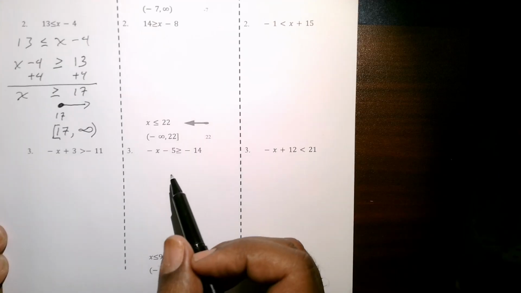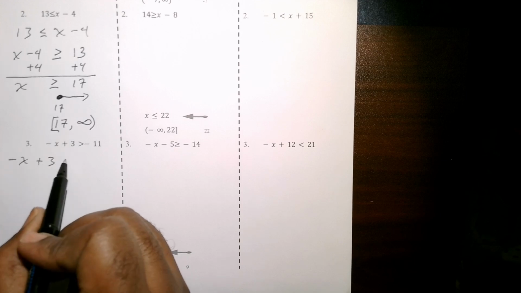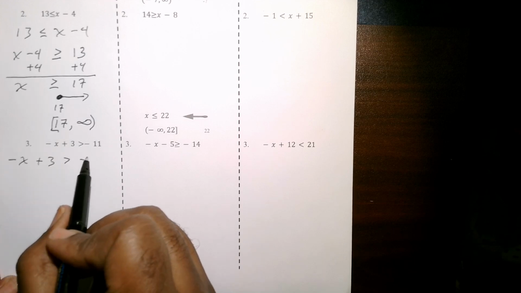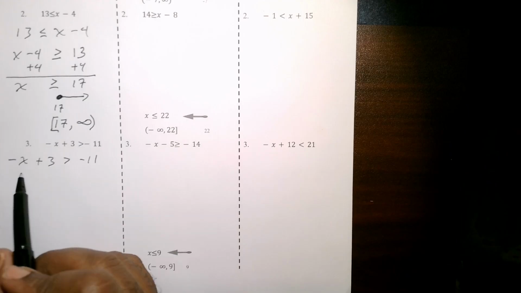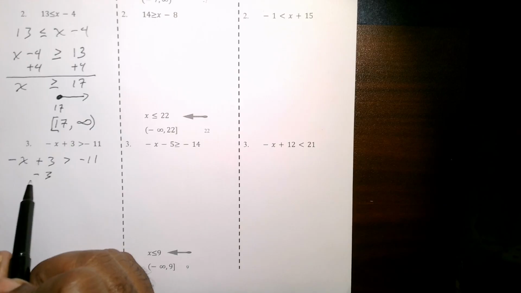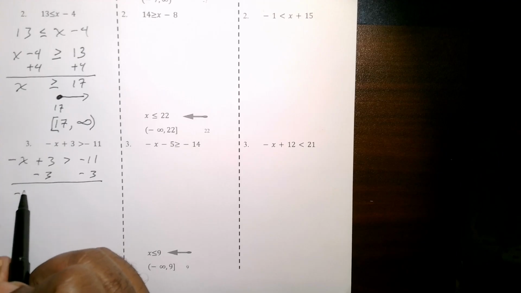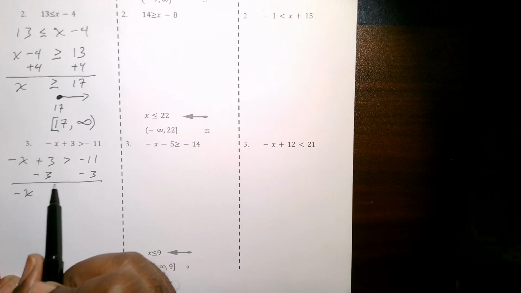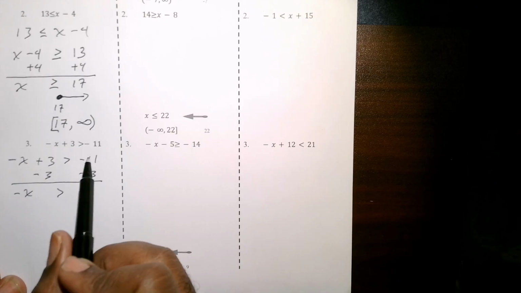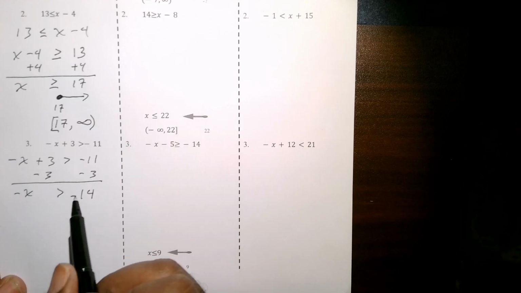Okay, next. Here we have negative x plus 3 is greater than -11. X is on the left side, which is good, so I'm going to solve for x. So subtract 3 from both sides. And we get negative x. The 3's cancel, greater than. Same signs add, which is 14. Bigger sign from 11 wins.